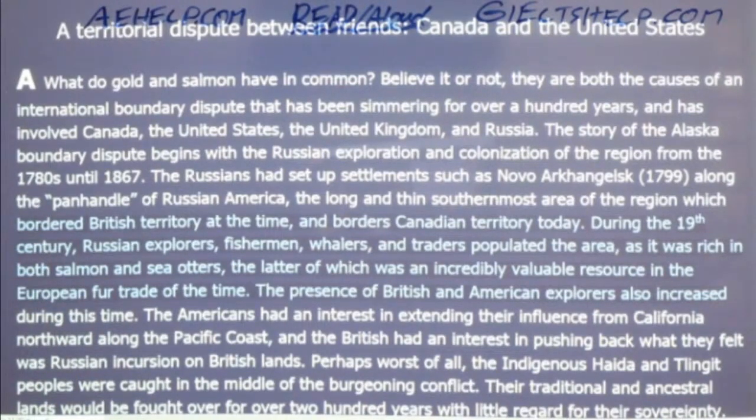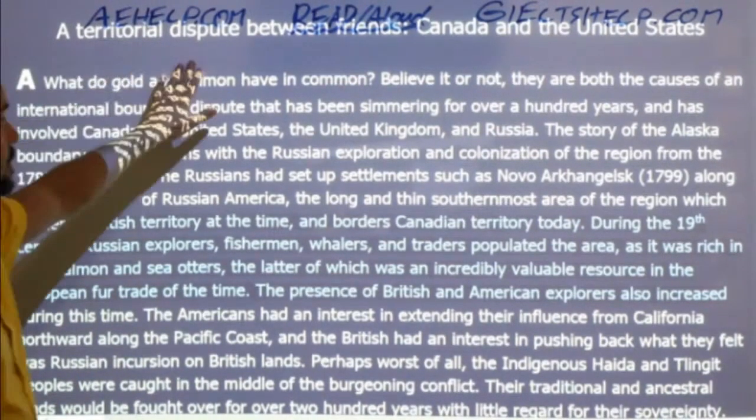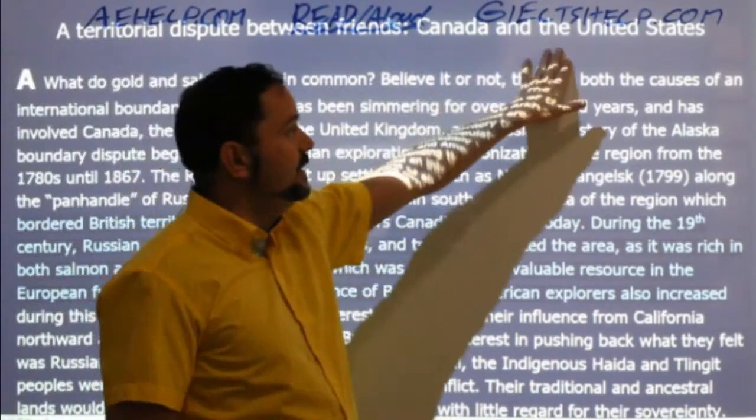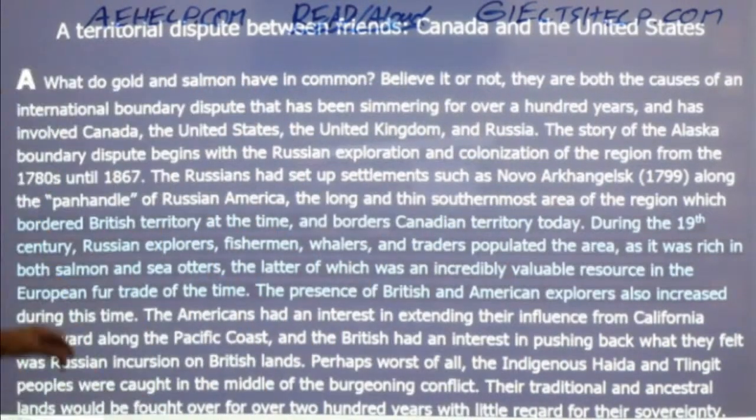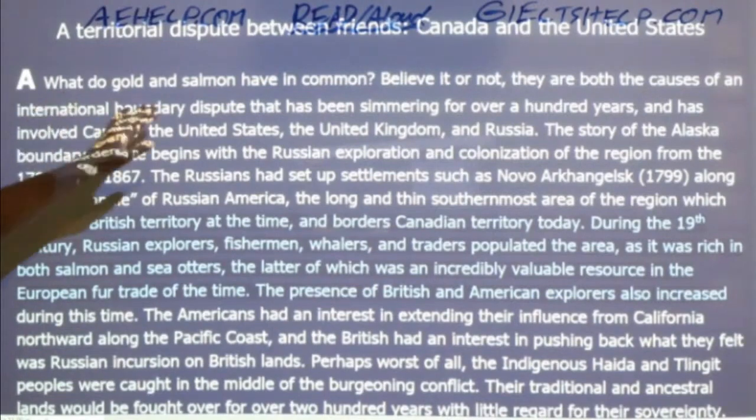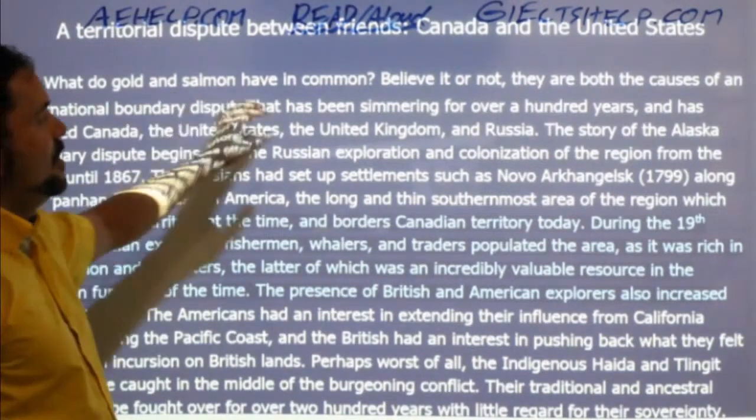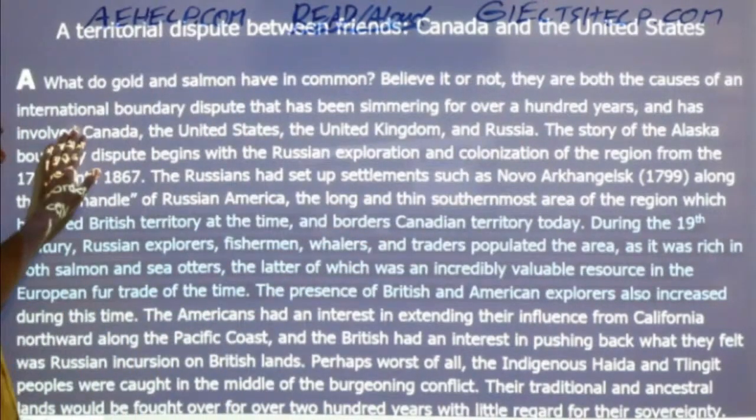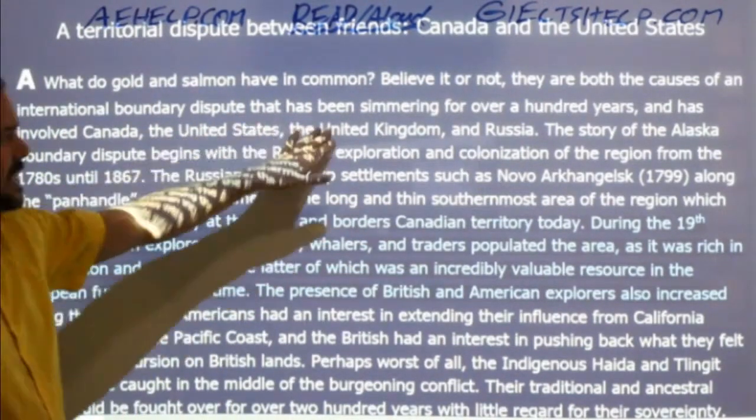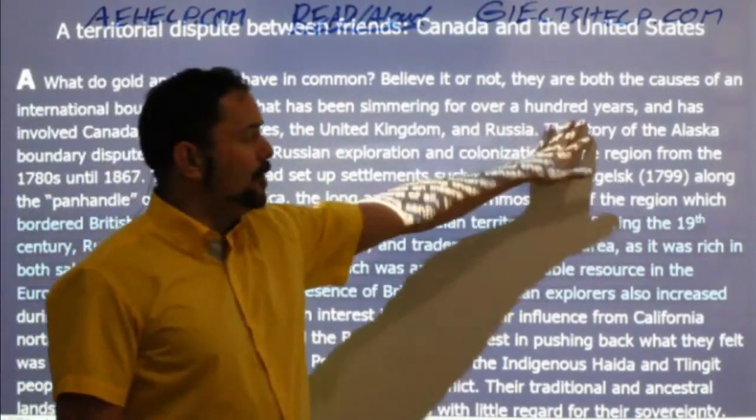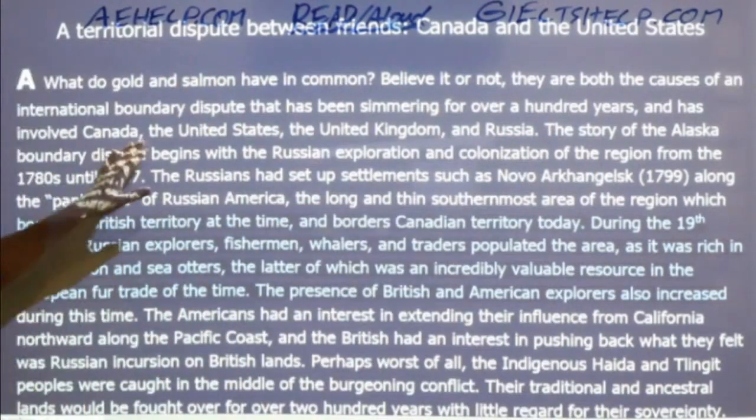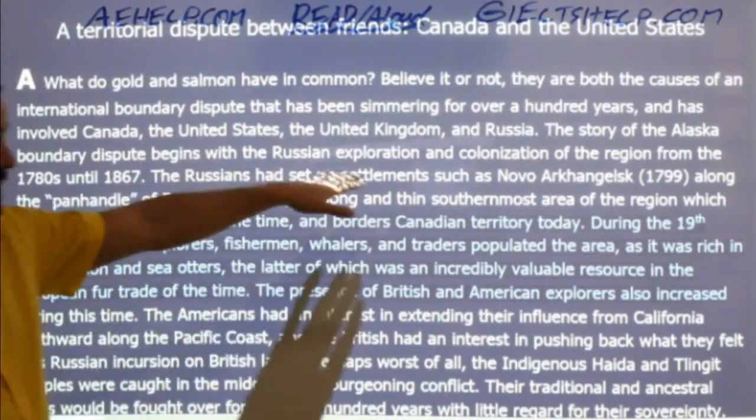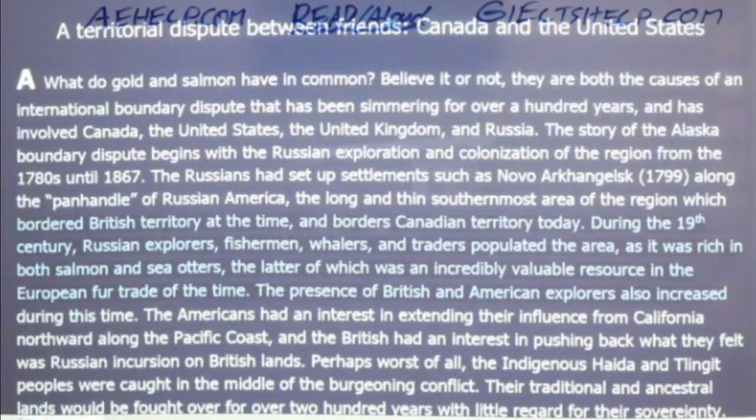So here we go. Okay, a territorial dispute between friends, Canada and the United States. What do gold and salmon have in common? Believe it or not, they are both the causes of an international boundary dispute that has been simmering for over 100 years and has involved Canada, the United States, the United Kingdom, and Russia.